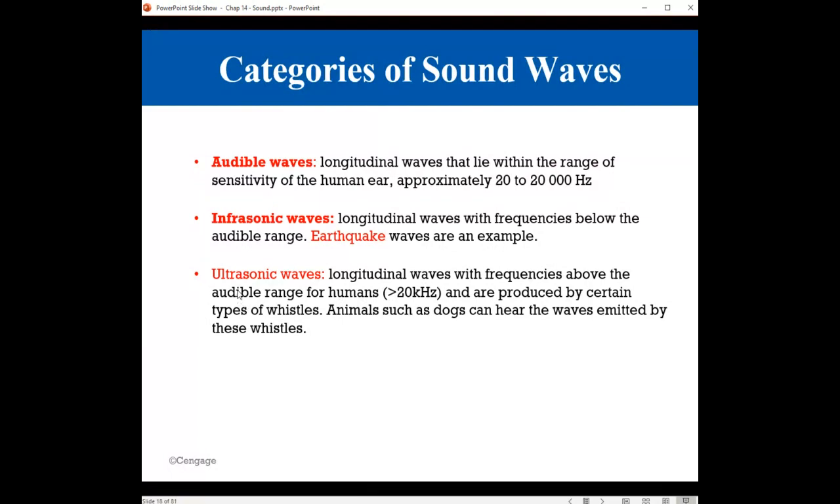The third category is the ultrasonic waves. Here, longitudinal waves with frequencies above the audio range. So ultrasonic means frequencies higher than 20 kilohertz. So we cannot hear it, but there are animals like dogs, for example, that can hear such frequencies. For example, there are certain whistles that can generate ultrasonic waves with frequency higher than 20 kilohertz.